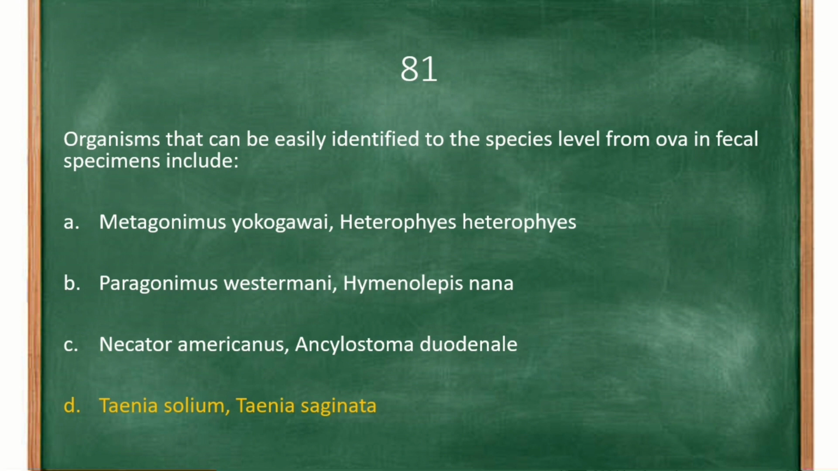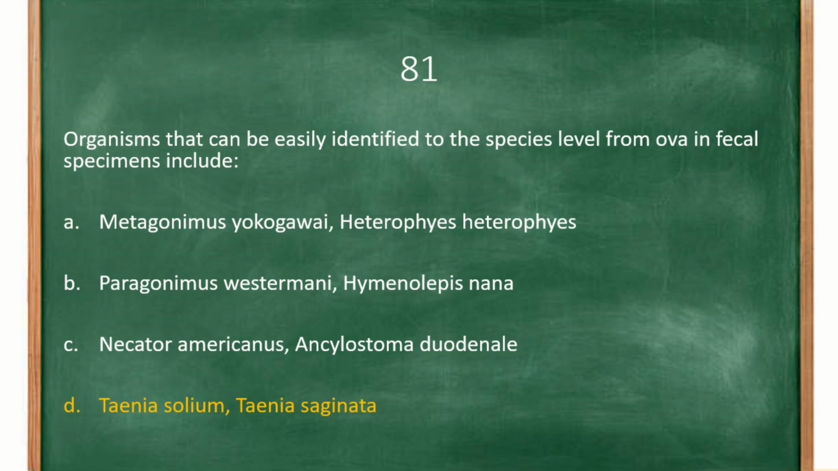If you look at option B, Hymenolepis nana, it has eggs that are relatively small and resemble that of other tapeworms, but can be identified with specific characteristics in the egg, though it's not as easy as the Taenia species. And so the best answer here is Taenia solium and then Taenia saginata.